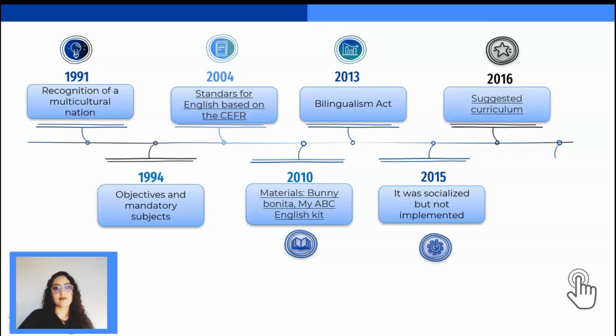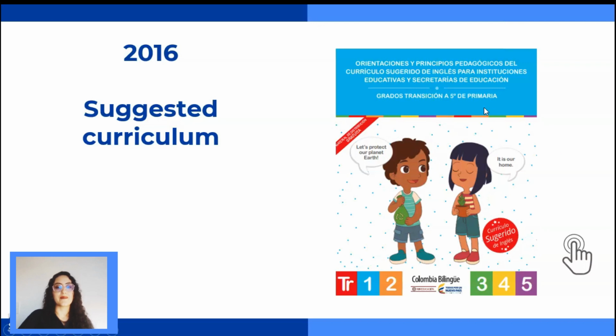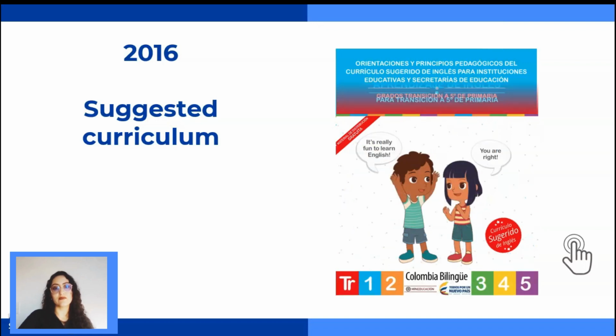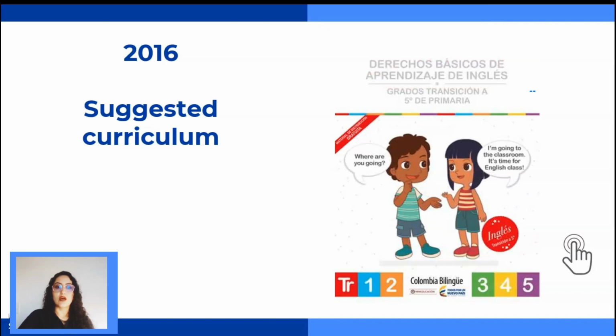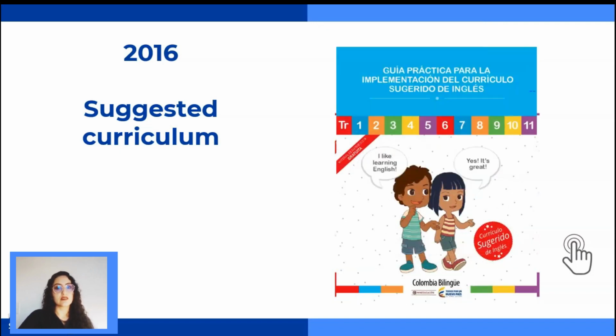In this year, for the first time, exclusive material was published for preschool and primary. It included theoretical, methodological, and didactic guidelines for preschool and primary levels. The reference text included basic learning rights, the suggested curriculum, and orientation guidelines for teachers and institutions.